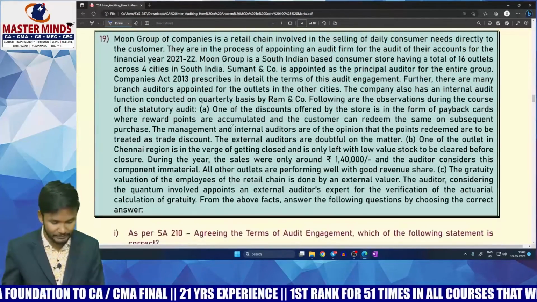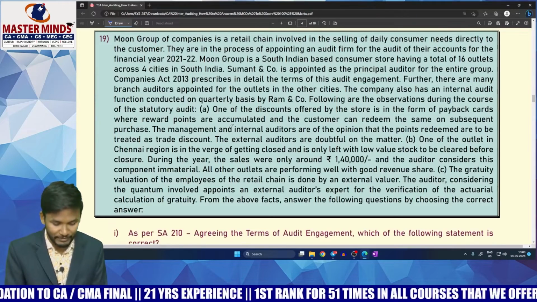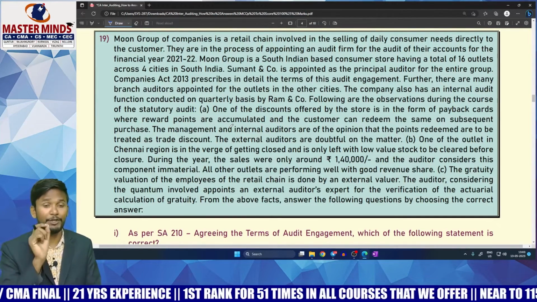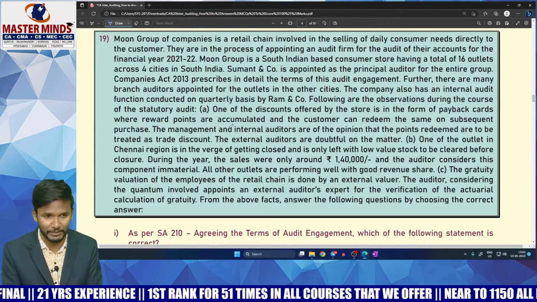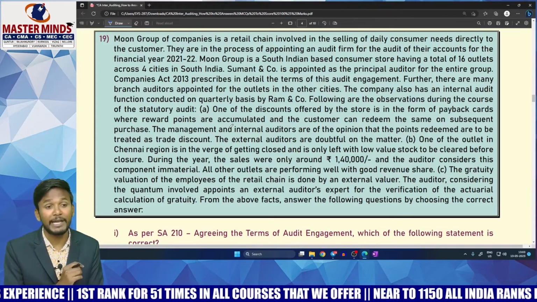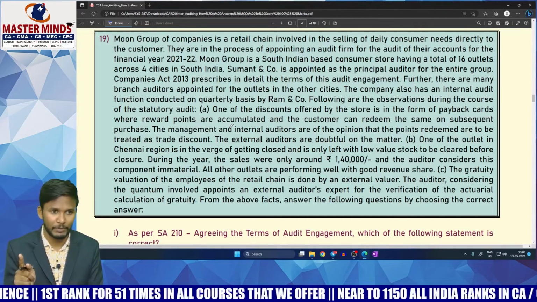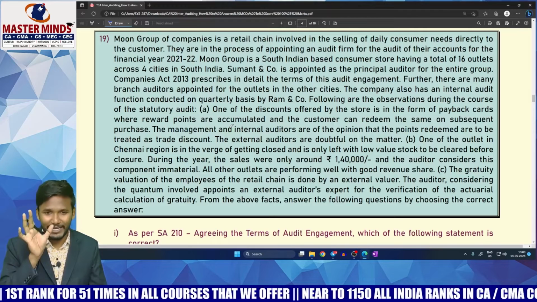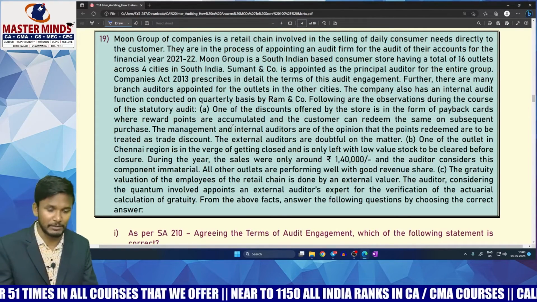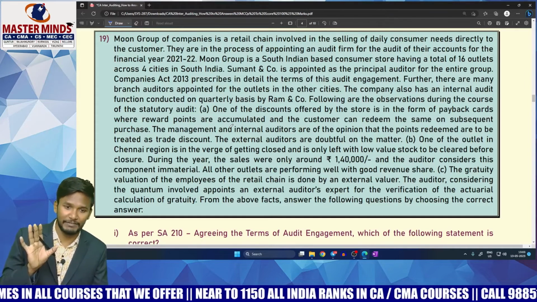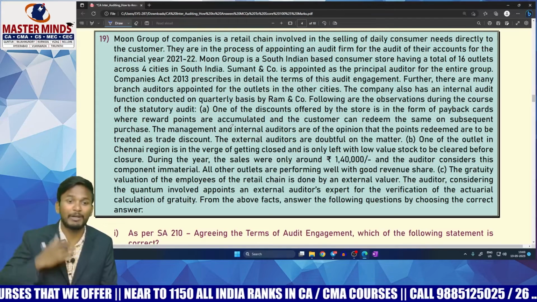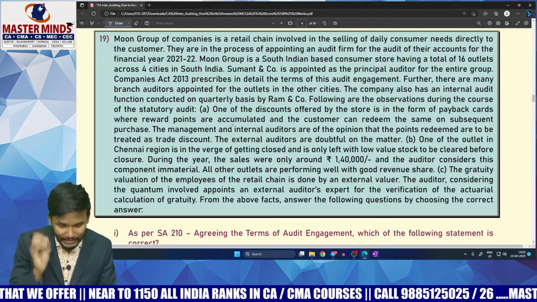Question number 19. Moon Group of companies is a retail chain involved. See, always remember when you are studying a case scenario based question, when you are supposed to answer a case scenario based question, read the entire case scenario first. Once at least go to the entire case scenario first, then go to the MCQs. Don't straight away go into the case studies. People are doing a mistake. They are straight away jumping into the MCQs and then coming back to the case study. That will waste your time.